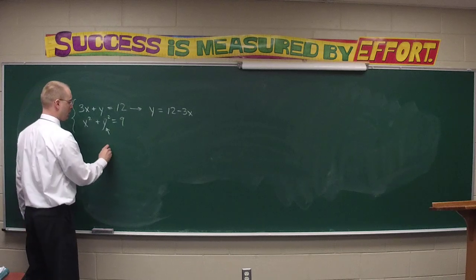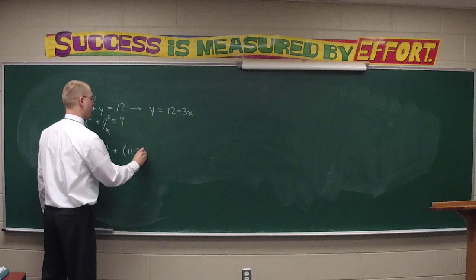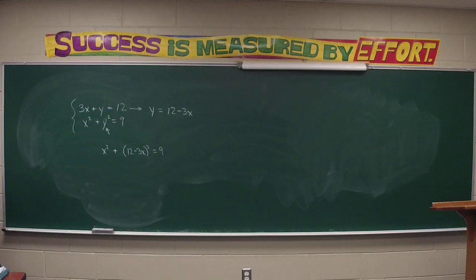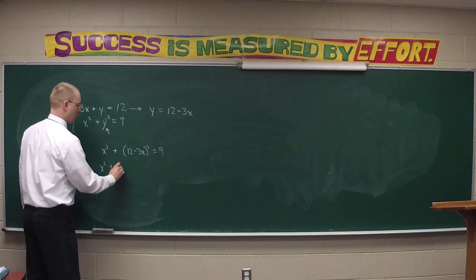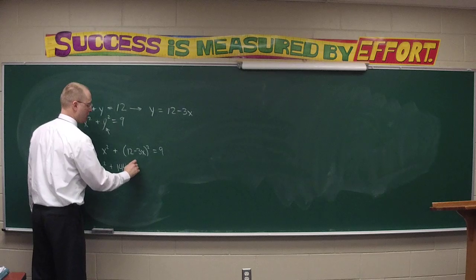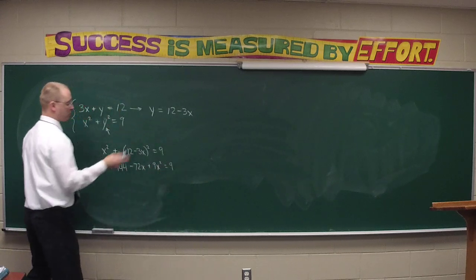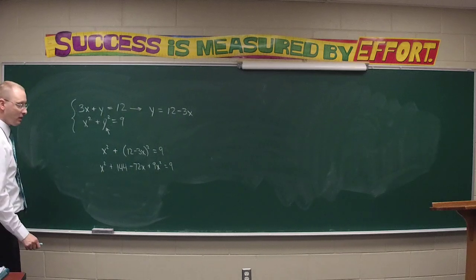X squared plus the quantity 12 minus 3x squared equals 9. All right, now tell me what to write down, Brandon. X squared positive 144 negative 72x positive 9x squared equals 9. There we go. As we square the first, square the last, multiply and double. Good job with that. Now what do we need to do, Maddie?